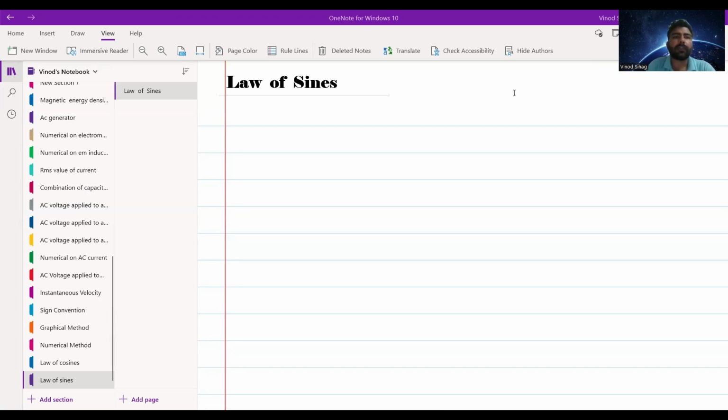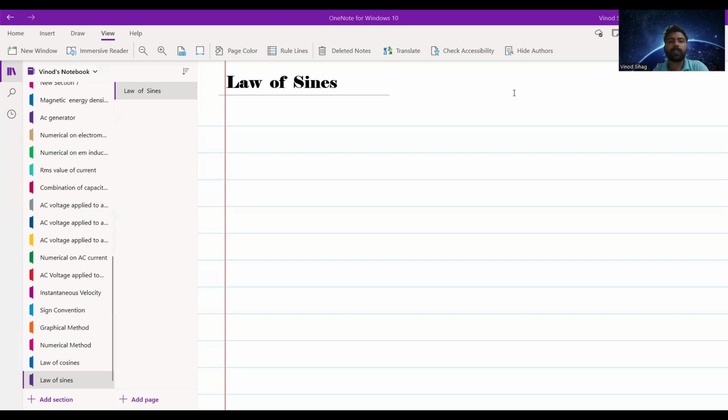So, in today's lecture, we are going to study the law of sines. Basically, this law also comes under vector addition, or we can say vector subtraction. And since it has the term sines, it will be one equation which will have three angles of sines.